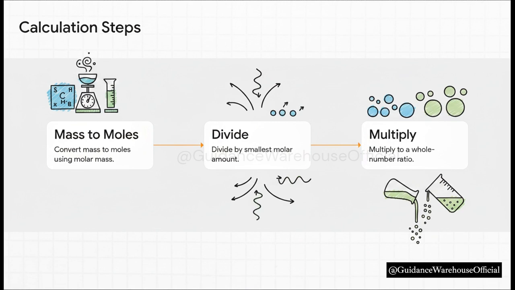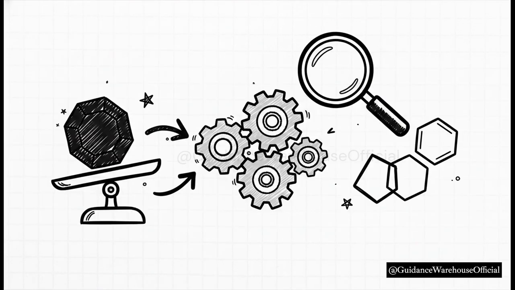Step 2. You take those mole values and divide all of them by the smallest value in the group to find the ratio. And step 3, if your ratio has decimals, you just multiply them by an integer until they're all whole numbers. Let's look at a real example using hematite, which is this really cool black mineral used in jewelry. A sample has 34.97 grams of iron and 15.03 grams of oxygen.